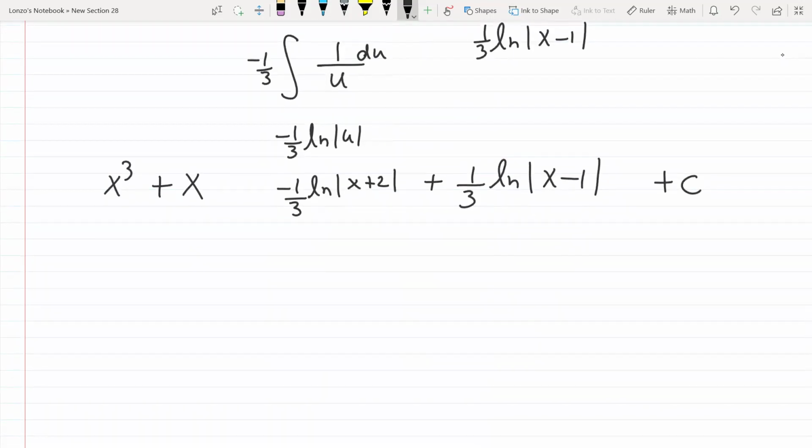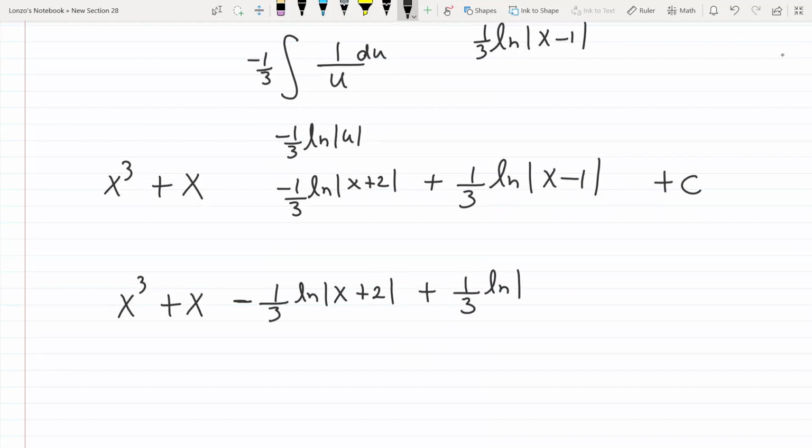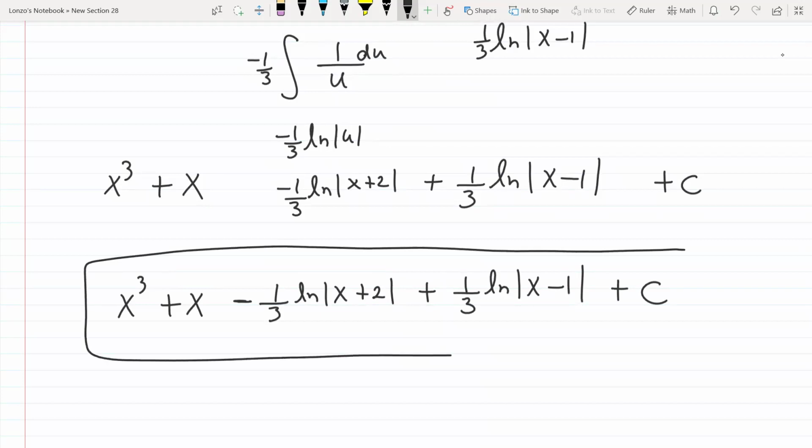Okay, so your final answer is this. Let me write it out nicely. And this is your final answer. Okay, so this was integration by partial fractions with an improper rational function using long division.